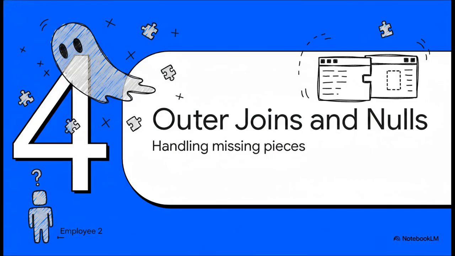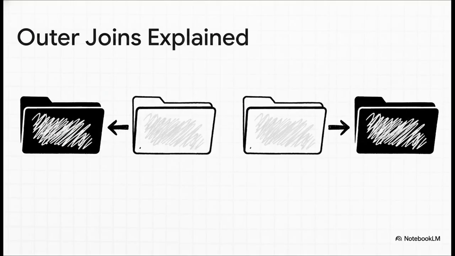Which brings us to section 4, outer joins and nulls. How do we handle the missing pieces of our puzzle? Remember how the inner join demanded a perfect match? Well, outer joins play by totally different rules. They actually force the system to grab a file from one cabinet, even if the other cabinet has absolutely nothing to staple it to. A left outer join will take every single row from the first table you write down, the left one, and only bring in matching data from the right.